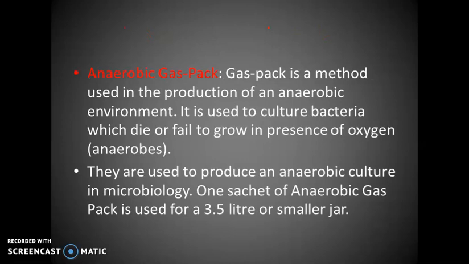Next is the anaerobic gas pack. The anaerobic gas pack is the method used in the production of an anaerobic environment. It is used to culture bacteria which die or fail to grow in the presence of oxygen, and to produce an anaerobic culture in microbiology. One sachet of anaerobic gas pack is used for a 3.5 liter small jar.